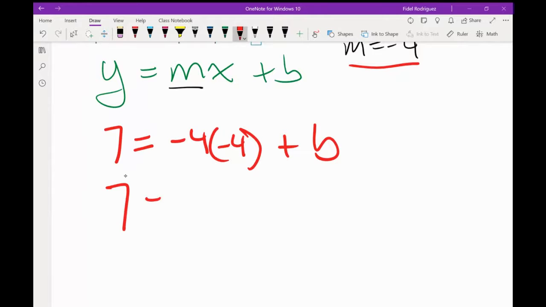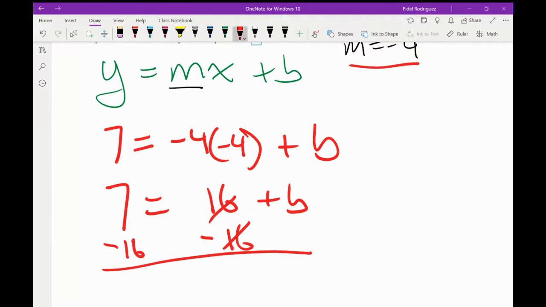So look, I'm going to go like this. 7 equals negative 4 times negative 4 is a positive 16 plus b. And if I want to get b by itself, I got to subtract 16 on both sides. Okay. And so I'm just going to use my calculator real quick. Let me turn it on. I'm going to say, what's 7 minus 16? Negative 9? Okay. So this is a negative 9 is equal to b.